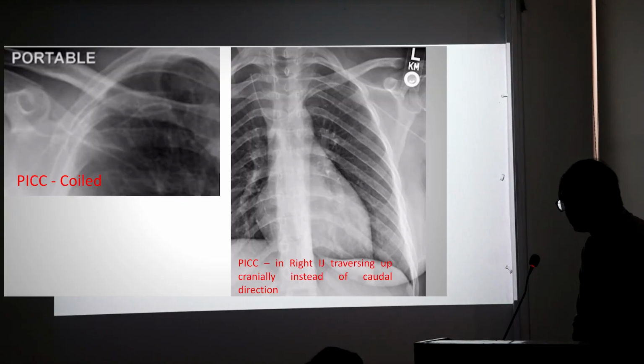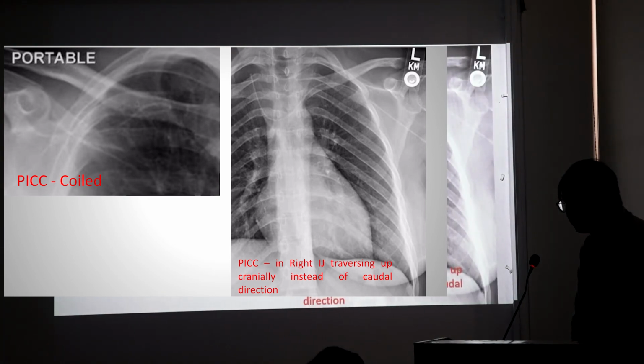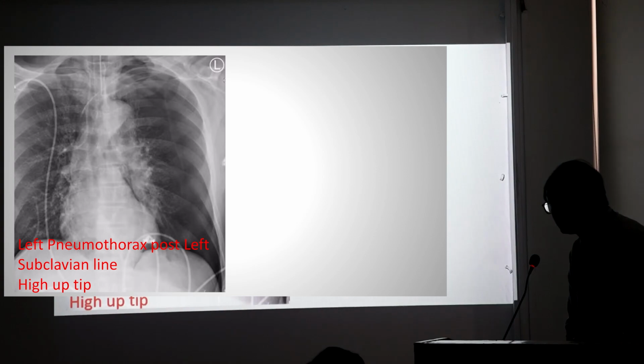Okay. So this is another X-ray which is showing the PICC has coiled at the neck level itself. And instead of going caudally, this has gone cranially. So this also needs to be removed. Okay. So what happened here? I hope you are able to make out. I don't know how it's being projected from the distance.